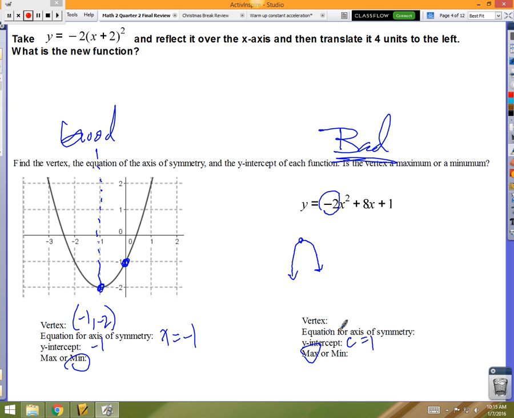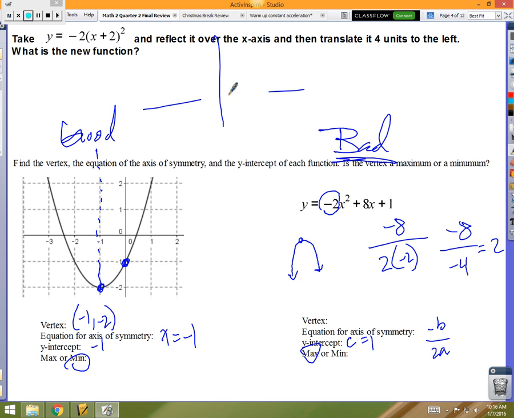Okay, to find your line of symmetry if you're looking at an equation, it is negative b divided by 2a. So it's going to be a negative b, a negative 8, divided by 2 times a, 2 times a negative 2, so it's going to be a negative 8, divided by a negative 4. So that is 2. That means your line of symmetry is happening at 2. So that's going to cut my parabola in half. So your line of symmetry is x equals negative 2.